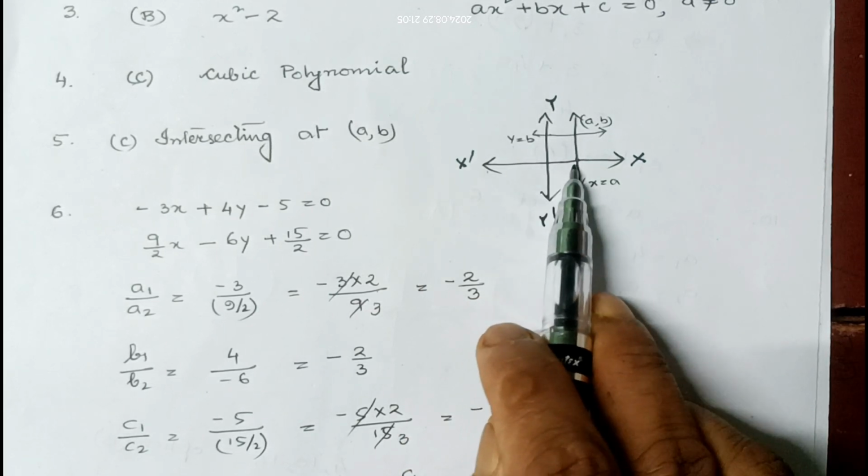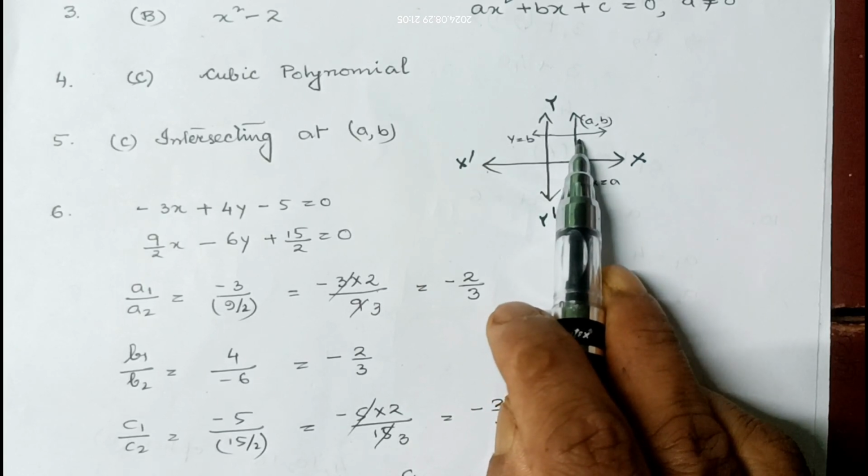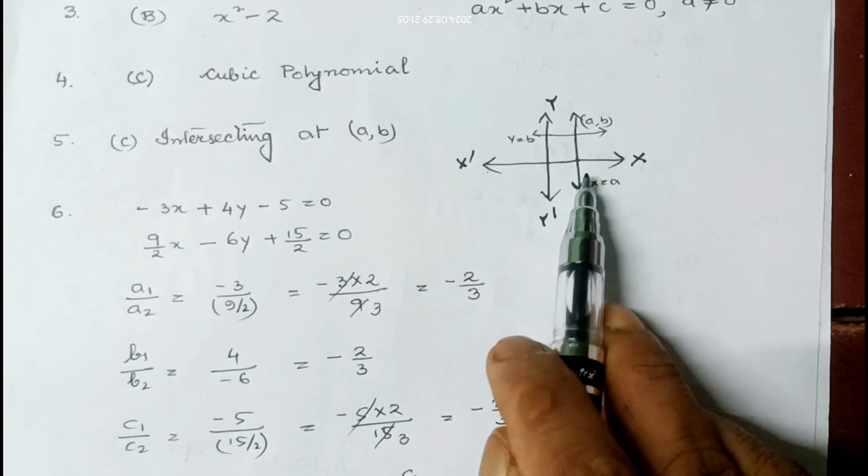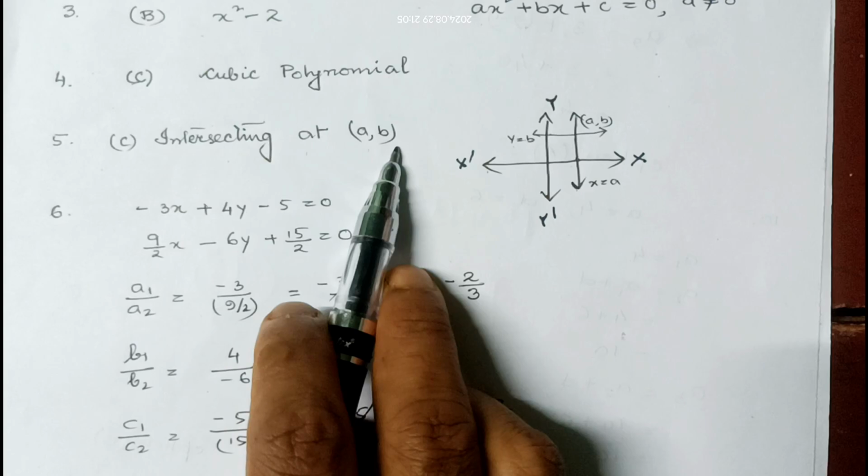Now this distance is a and this distance is b. That means the coordinate of this point where the lines intersect will be a comma b. So the answer is the lines are intersecting at point a comma b.